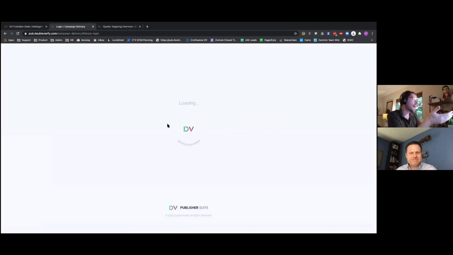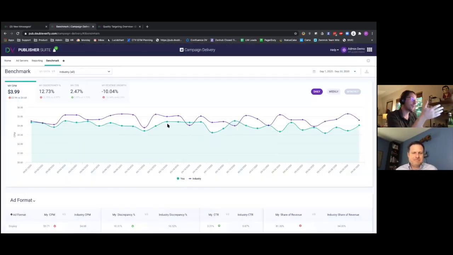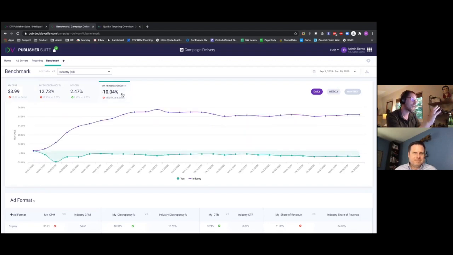As I mentioned, industry benchmarks is this idea that I want to be able to compare my performance against my competitive set. How well am I doing, right? And so right now what this shows you is we have CPM data, discrepancy data. Because we do the first to third party mapping, we can see whether your discrepancies are worse or better than anyone else in the industry. Click-through rates, revenue growth, so kind of benchmarking.